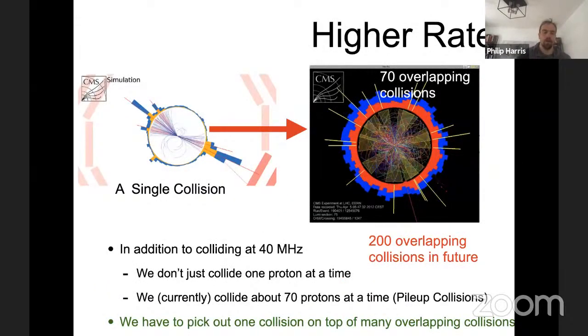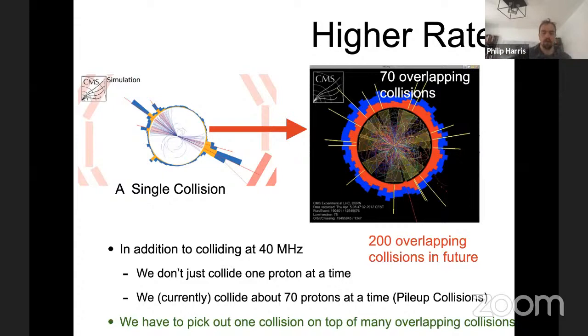Now, the other important thing to think about is that at the LHC these days, we don't collide just one set of protons on each other. We tend to collide many protons at the same time. And so currently we have about 70 overlapping collisions, right? This just comes from the intensity of the bunches. And in the future, we're gonna have 200 overlapping collisions. We're continually upgrading the system.